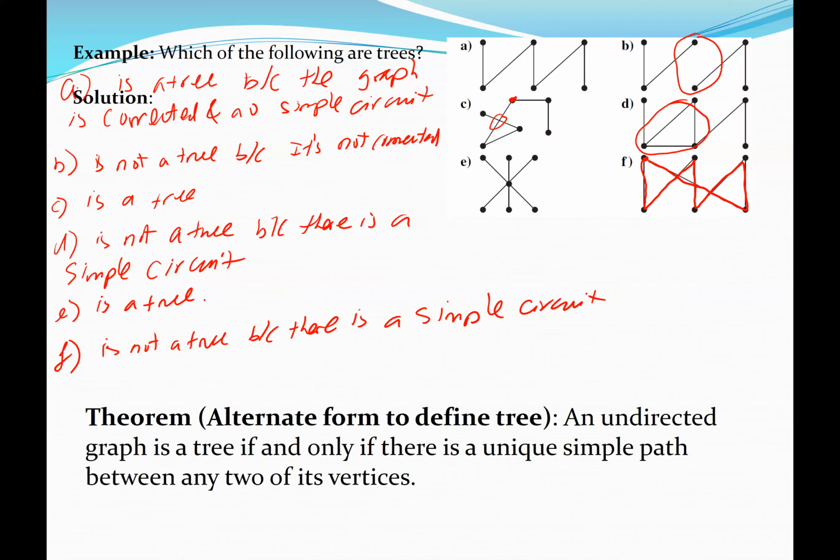Okay, a simple path, not a simple circuit. So you can pick anything and go from there. For example, I want to pick this guy and this guy. Can I go there? Yes, I can. So pick any vertices. Can you find a path from one to another? If you can, then that's a tree. No simple circuit. Make sense? Yeah, that's how we define a tree. Very easy, right?